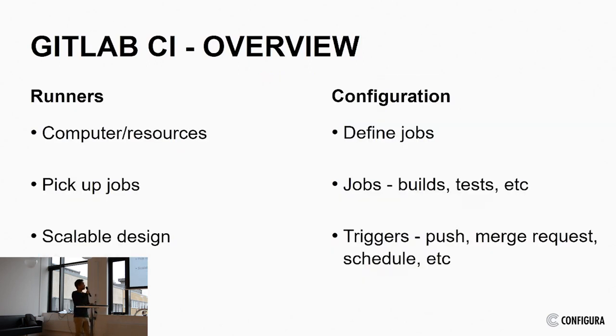So this is all you need to set up GitLab CI. First, you need the so-called runners, which is just any computer registered to the GitLab server. And the GitLab server will coordinate jobs to this machine. And this is a very scalable design, because whenever you need more hardware, you can just register more computers to the server, and jobs will be distributed to these computers too.